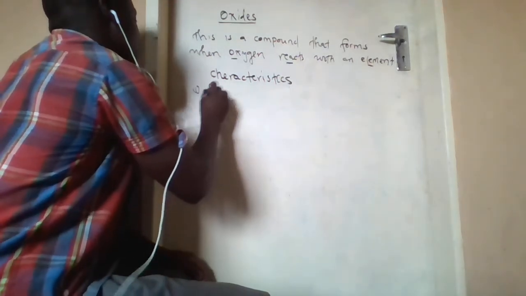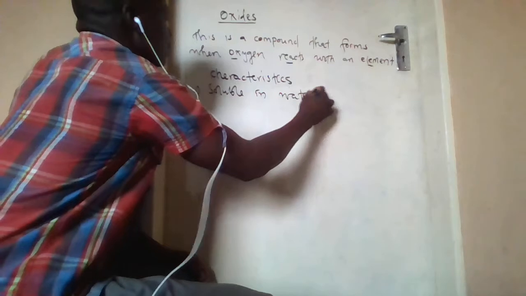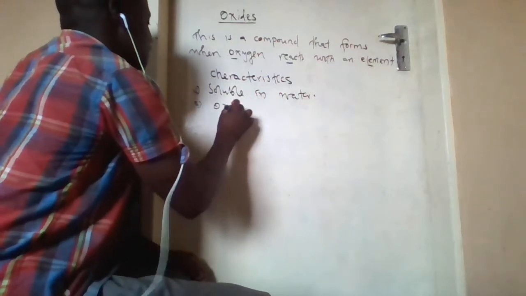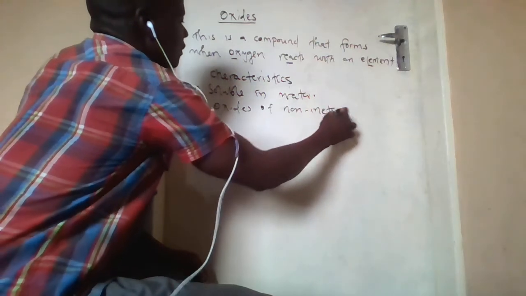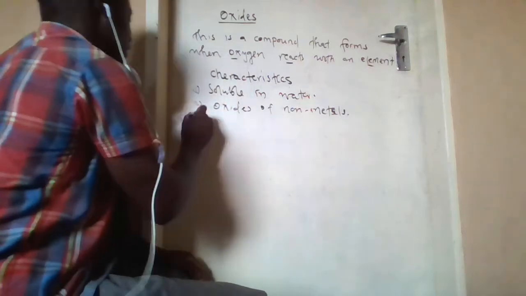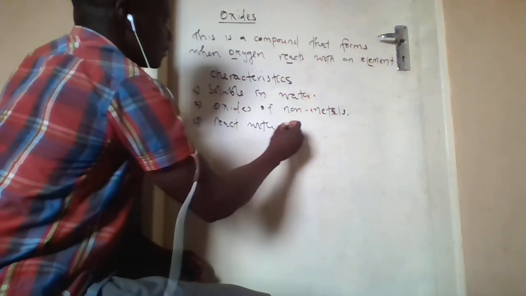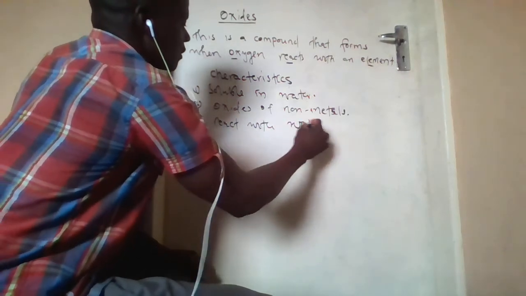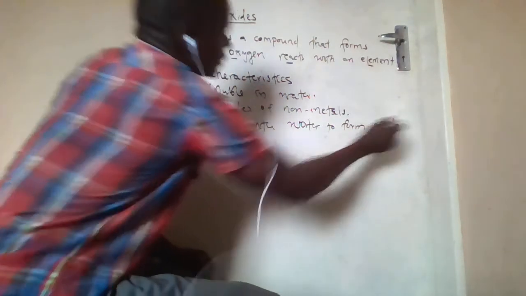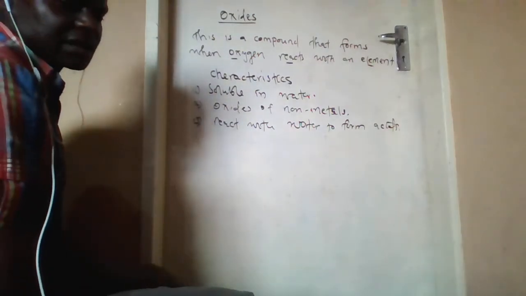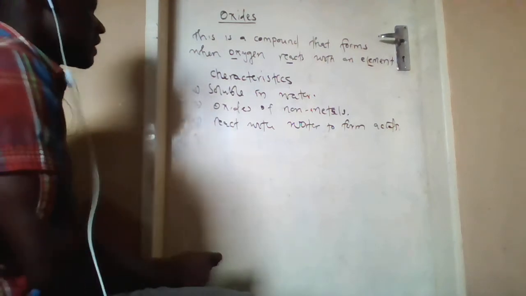One, soluble in water; two, oxides of nonmetals; three, they react with water to form acids. That's why they are called acidic oxides. Okay, so how do you show that?